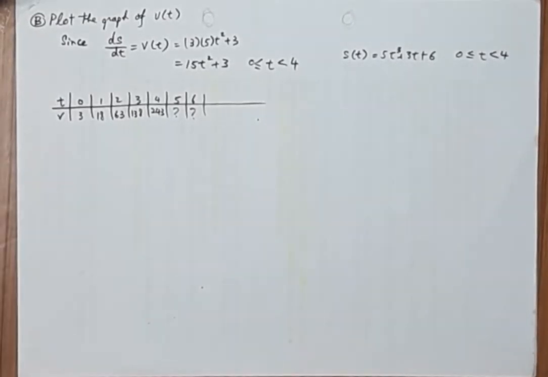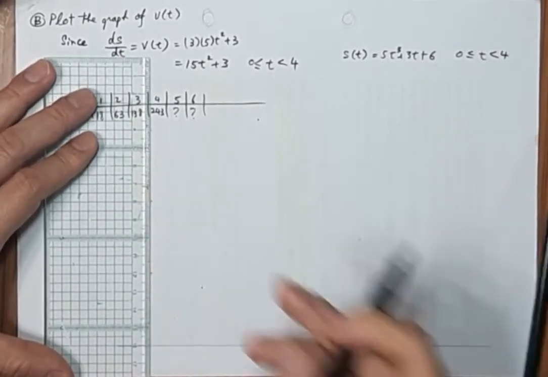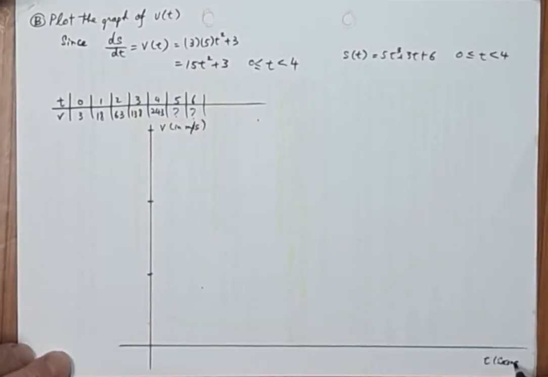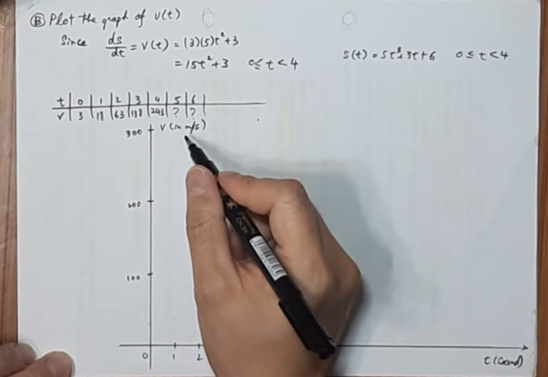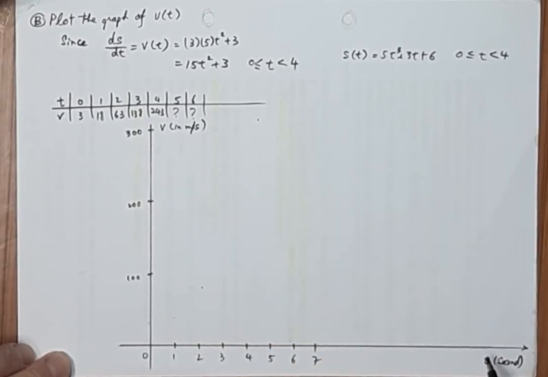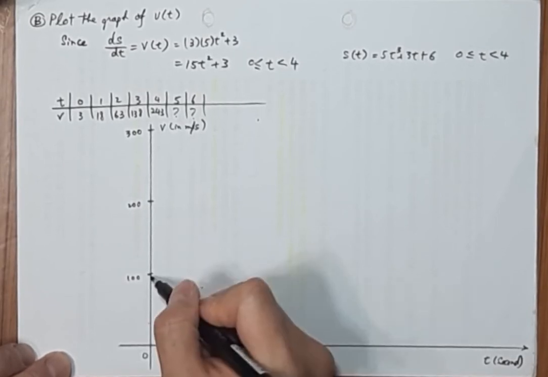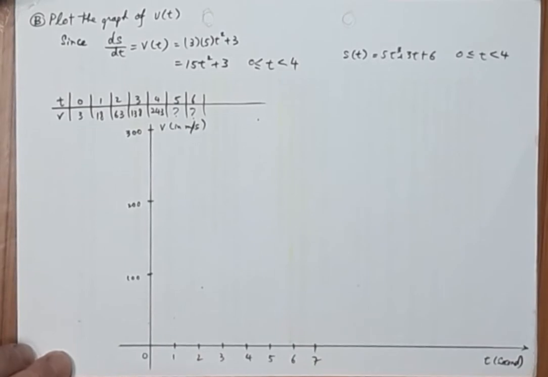Now we plot the graph. The vertical axis is v, measured in meters per second. The horizontal axis, the x-axis, t is measured in seconds. And the marking points are 1, 2, 3, 4 to 7 seconds, and 100, 200, and 300 meters per second.